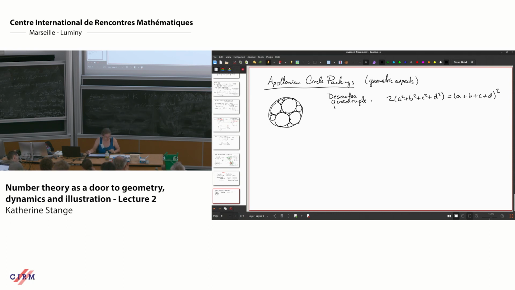Okay, where the curvatures are 1 over the radius. And then from this, if you have A, B, and C already chosen, then D and D prime have to satisfy this relationship, which means that if you have A, B, C, and D already integers, then you get all integers. And so that's where we get the number theory interest.